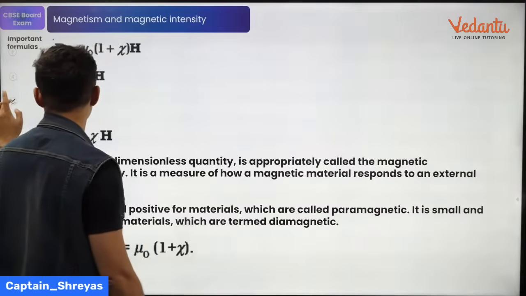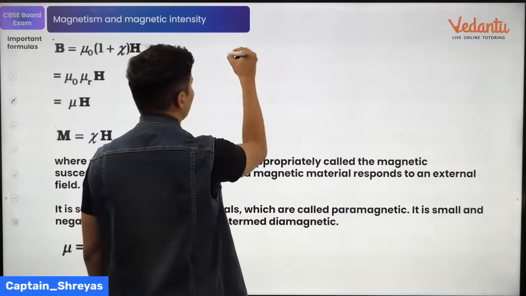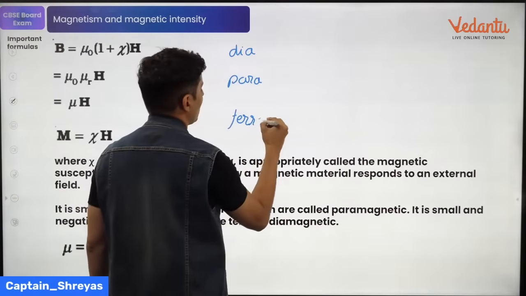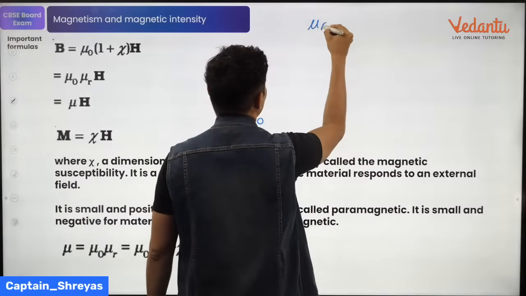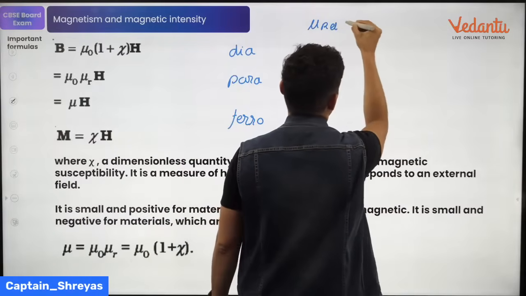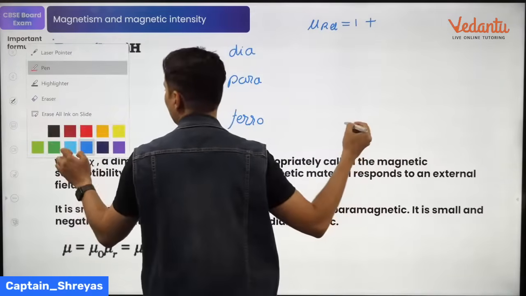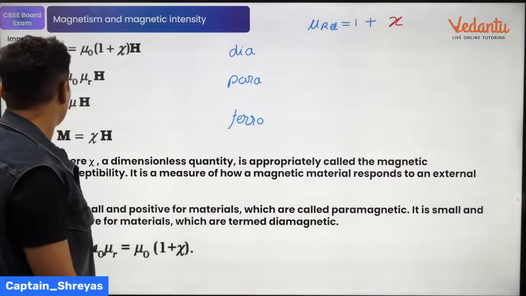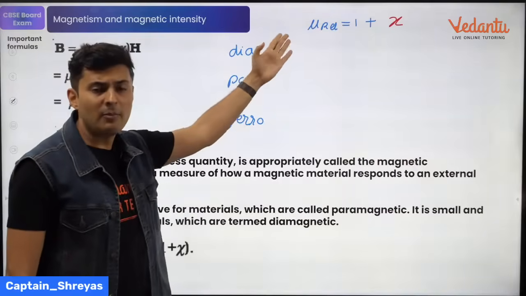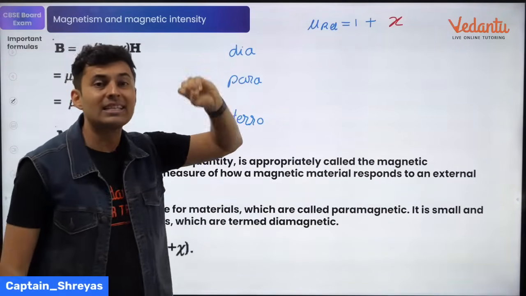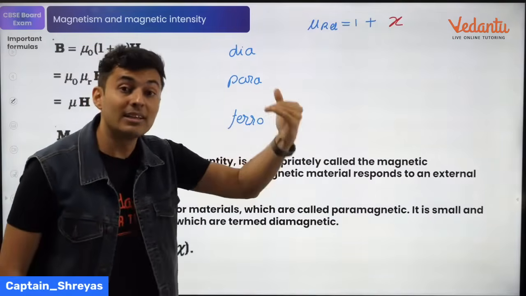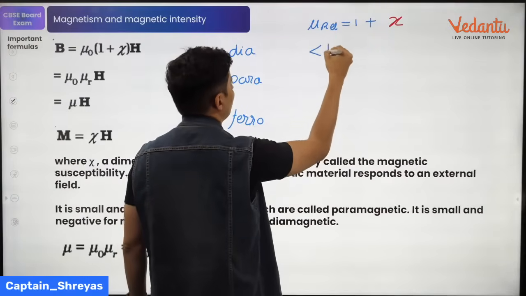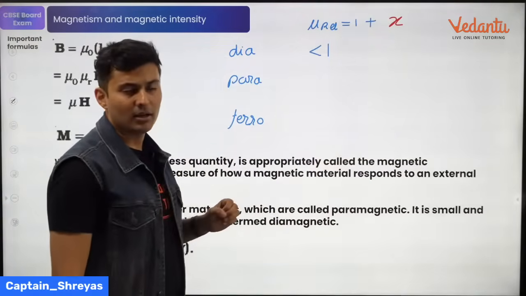Just to give you an idea, there are 3 kinds of materials. One is diamagnetic, other is paramagnetic, other is ferromagnetic. Now, relative permeability is 1 plus your susceptibility, which is basically x. For a diamagnetic material, the relative permeability is less than 1. Yes, it is less than vacuum. So you are going to put a number less than 1 over here for diamagnetic materials.